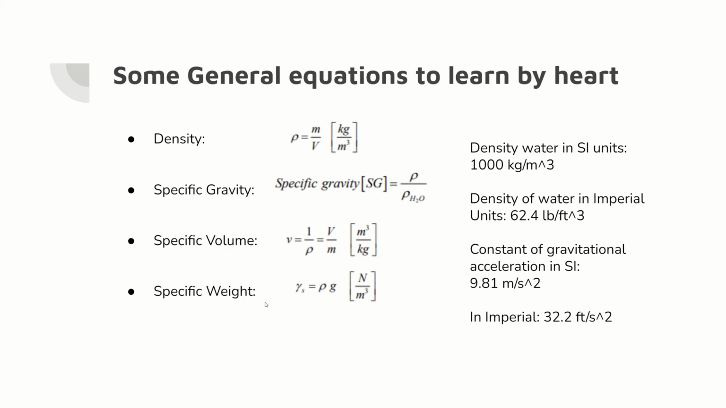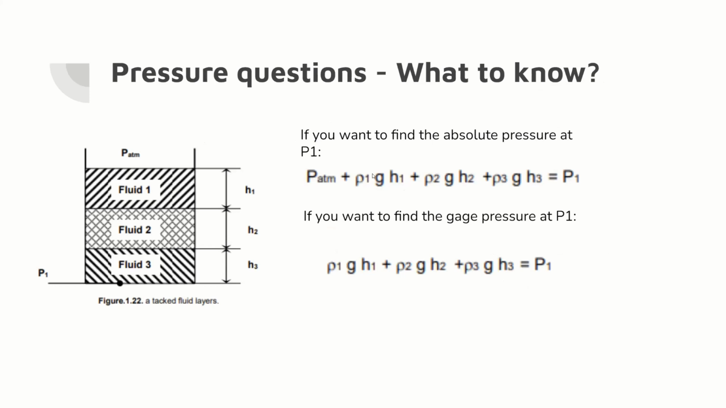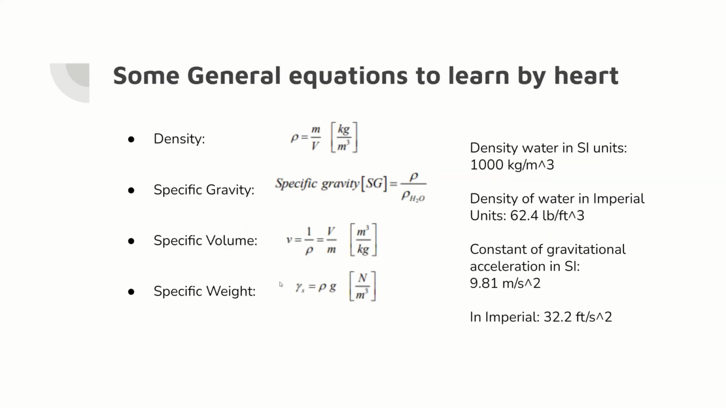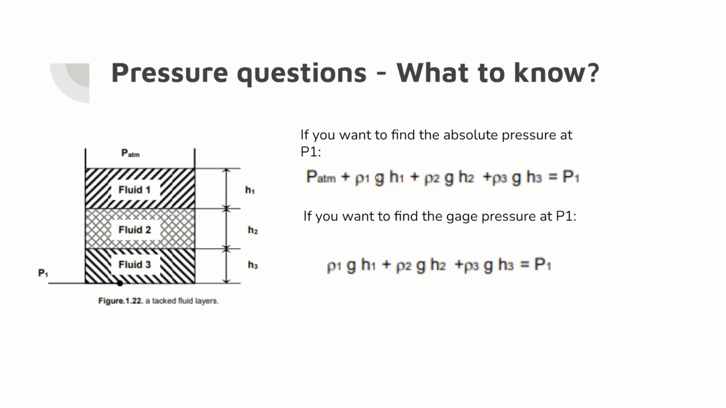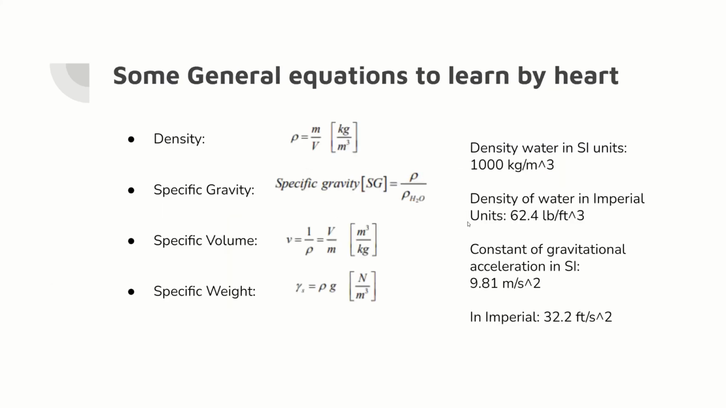Okay, and then specific weight, that's going to be the density of the fluid that you're studying times the gravitational acceleration. Which also, you can replace the rho times g in here by the specific weight. So it could be the gamma letter times the height. Makes it easier. And obviously, constant gravitational acceleration, you should all know this by now, 9.81, and in imperial 32.2. It's an acceleration unit, so meters divided by seconds squared, or feet divided by seconds squared.